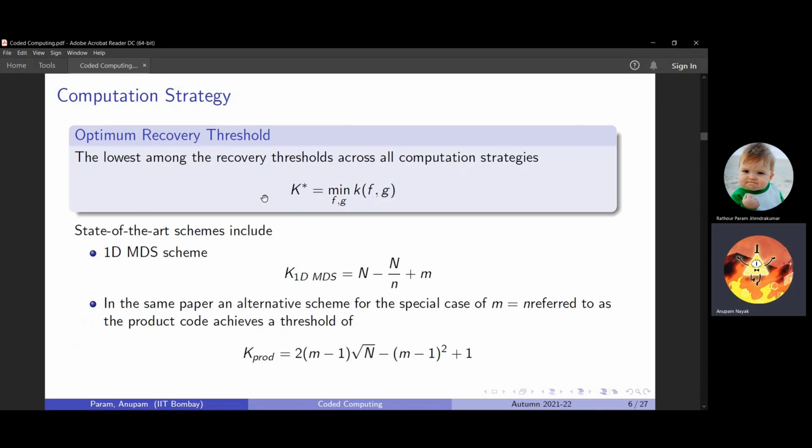The current schemes which are generally in use include the 1D MDS scheme. Here you can see that the optimum recovery threshold is this expression, and it is of the order n. Similarly, in the same paper, given in the references, another scheme called product code is described, which is for the special case of m being equal to n. There the optimum threshold, the minimum number of workers from which we would require the output, grows as the square root of n, so it's order root n.